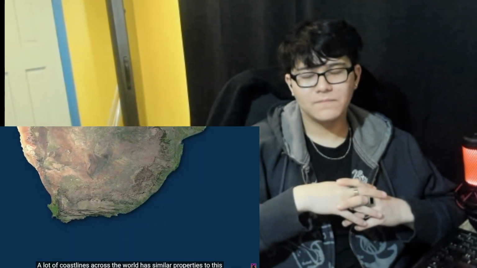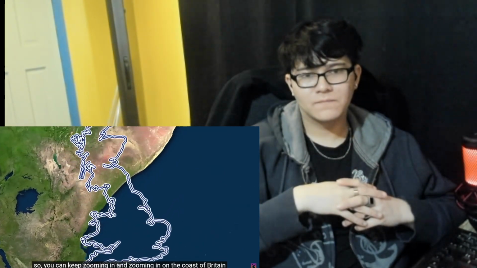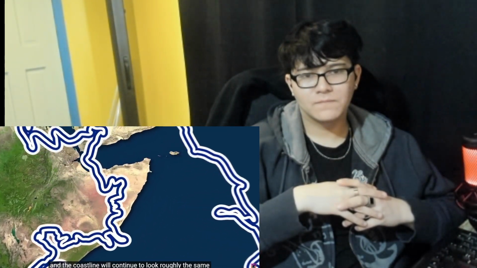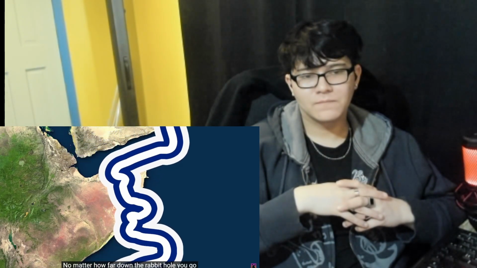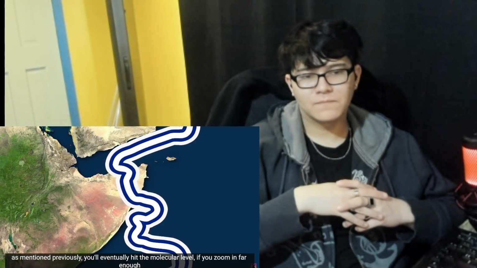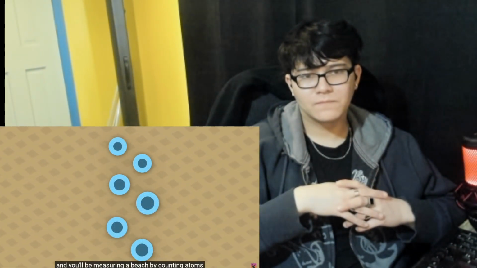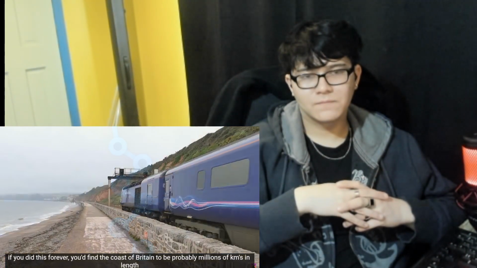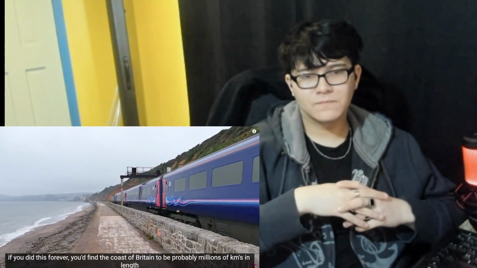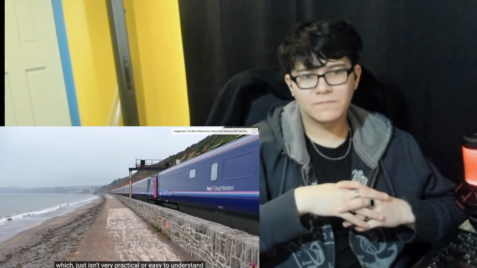A lot of coastlines around the world have similar properties to this, so you can keep zooming in on the coast of Britain, and the coastline will continue to look roughly the same no matter how far down the rabbit hole you go. As mentioned previously, you'll eventually hit the molecular level if you zoom in far enough, and you'll be measuring a beach by counting atoms. If you did this forever, you'd find the coast of Britain to probably be millions of kilometers in length, which just isn't very practical or easy to understand.